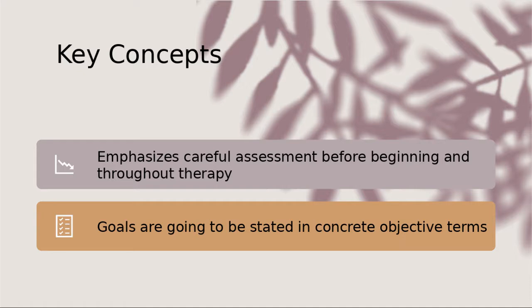If the client is scoring at a certain level on some measure of depression, we can say we want to decrease their score on this depression measure by X number of points. So you want to be very concrete and clear in how you're going to measure your behavior change.